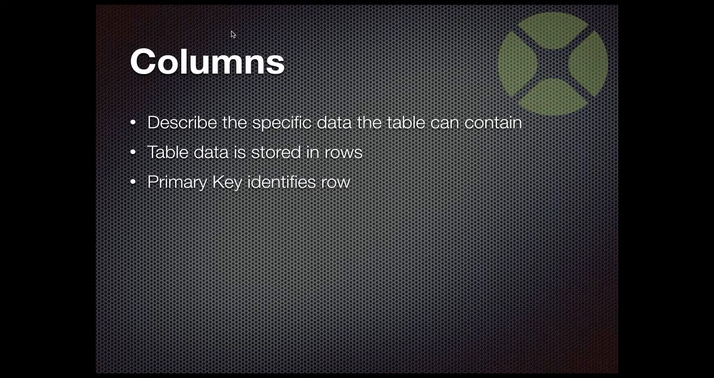The primary key of the table is a special column that is used to identify a specific row in the table. It's very important to have a primary key, so you should always have one. Some database systems will let you create a table and not actually assign a primary key to it. SQLite in particular is a little lenient regarding that.